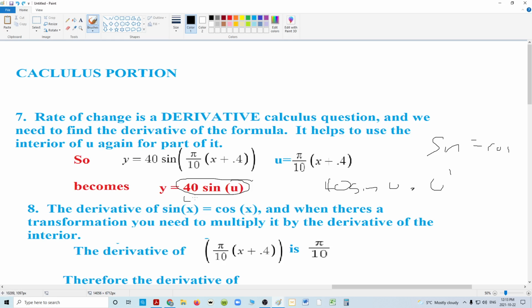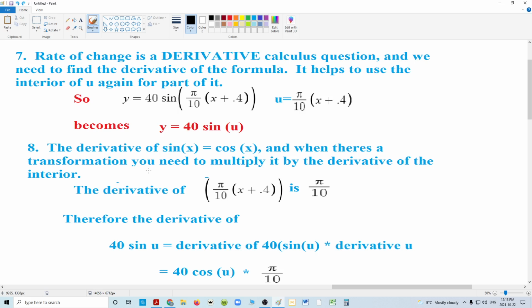Again, stop. This is calculus. We're not there yet. I just wanted you to get used to solving complex trigonometric equations backwards. The derivative of sine x is cos x, and when there's a transformation, you need to multiply it by the derivative of the interior. So that means the derivative of the interior is that. We will get to how to figure that out.